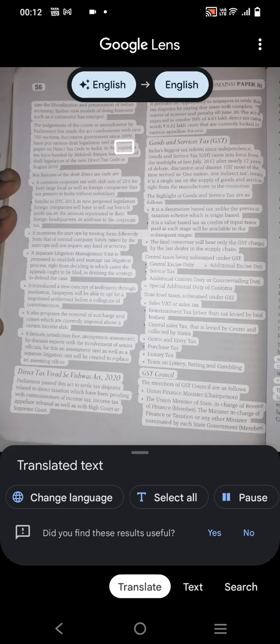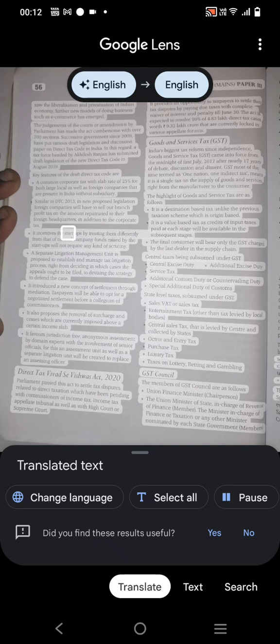In this regard, a task force headed by Akhilesh Ranjan has submitted draft legislation of the new direct tax code in August 2019. Key features of the draft direct tax code are a common corporate tax with a slab rate of 25% for both large local as well as foreign companies that are present in India without subsidiary. Similar to DTC 2013, in the new proposed legislation, foreign companies will have to pay branch profit tax on the amount repatriated to their foreign headquarters, in addition to the corporate tax.